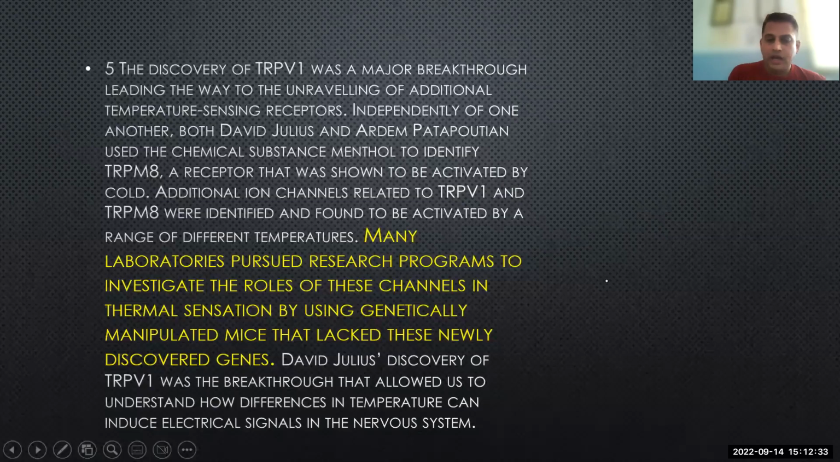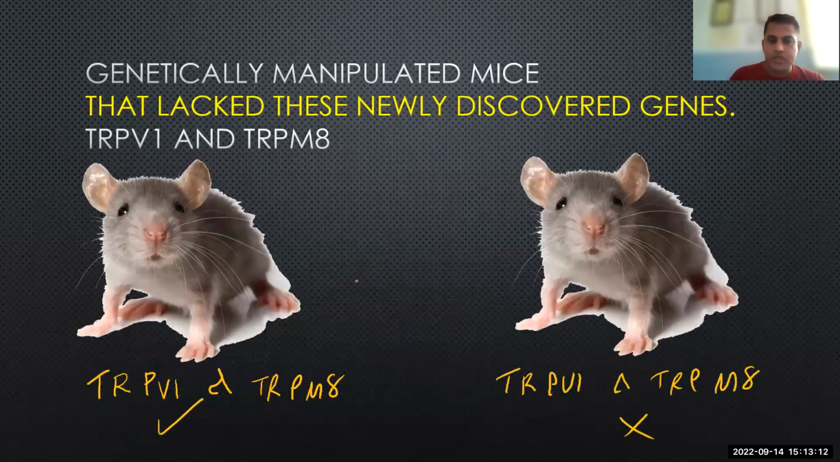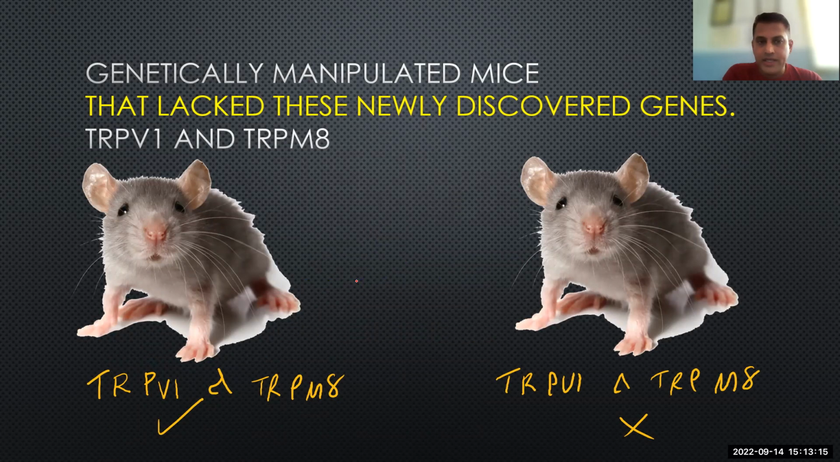How it works, for example, it is like this. This is paragraph 5, and I have highlighted in yellow this sentence: Many laboratories pursued research programs to investigate the roles of these channels in thermal sensation by using genetically manipulated mice that lacked these newly discovered genes. This is the sentence found in the article, paragraph 5. Now, I make a possible question based on that sentence.